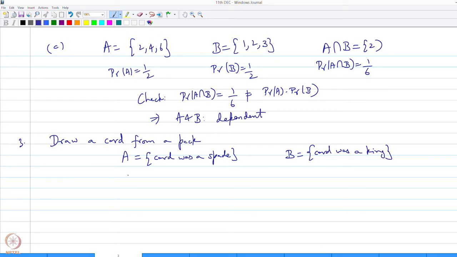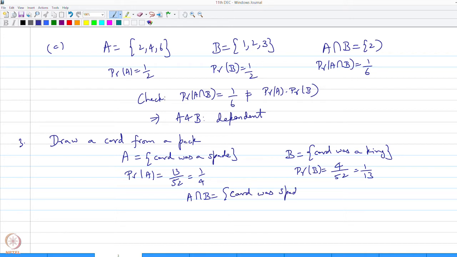So, what is the probability of A? We know this is 13 by 52, which is 1 by 4. What is the probability of event B? It is actually 4 by 52, which is 1 by 13. So, what is A intersect B? The card was the king of spades, right. You draw one card, one event is that the card was a spade, the other event is that the card was a king. The question is, are these two events independent?